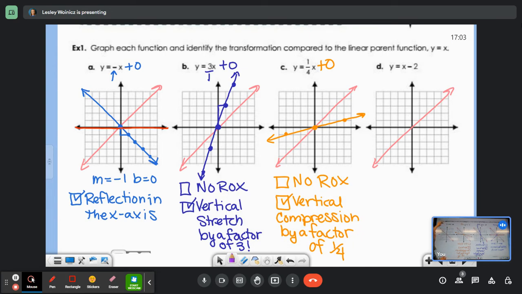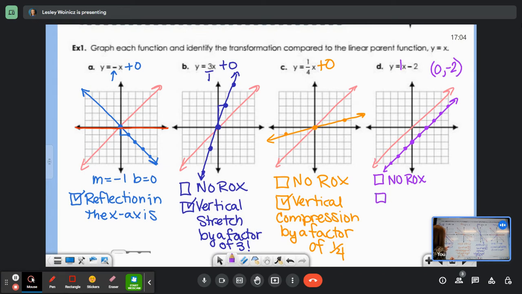So this time my b value has been shifted down 2 units. My b is at (0, -2). That's my y-intercept right there. My slope is still 1. So I get to rise 1, run 1, rise 1, run 1, all the way across. Notice that this particular transformation is parallel to the parent because I did not change its slope. I just shifted it down 2 units. So we didn't do a reflection. No reflection.